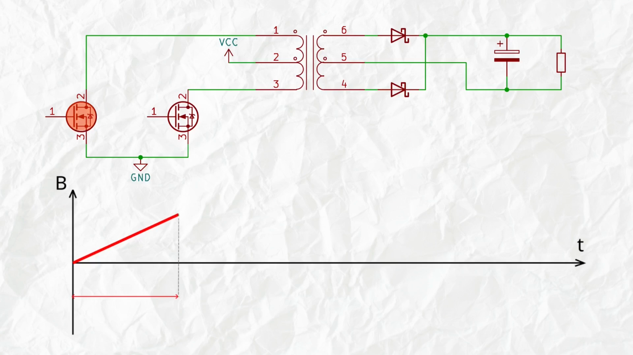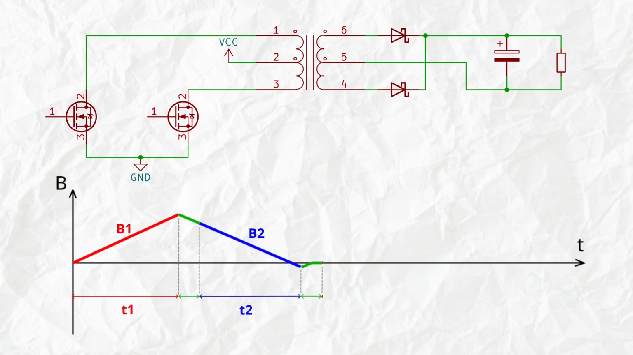If during time T1, the flux increases by an amount B1, then after the short off time, we have the flux increase in the opposite direction by an amount B2 during time T2. But during the short off time, the flux always tries to go back to zero, so it decreases linearly with about the same slope that it does during T1 and T2.